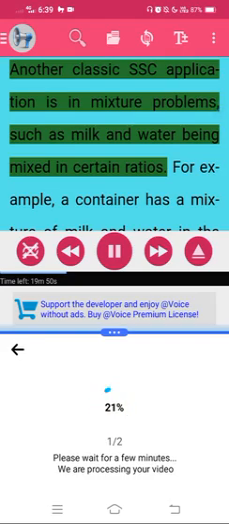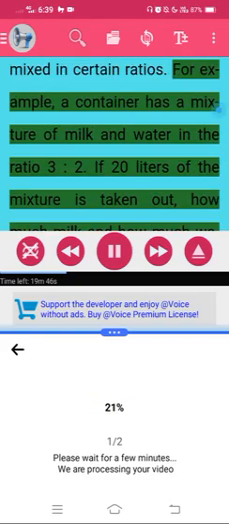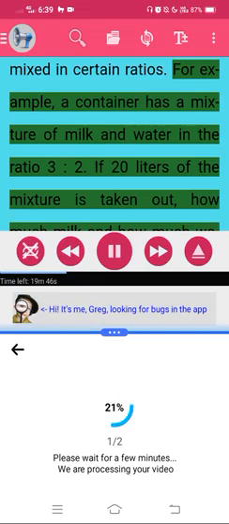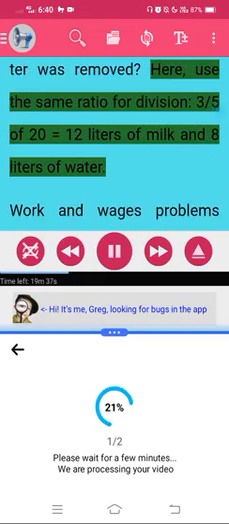Another classic SSC application is in mixture problems, such as milk and water being mixed in certain ratios. For example, a container has a mixture of milk and water in the ratio 3:2. If 20 liters of the mixture is taken out, how much milk and how much water was removed? Here, use the same ratio for division. 3/5 of 20 equals 12 liters of milk and 8 liters of water.